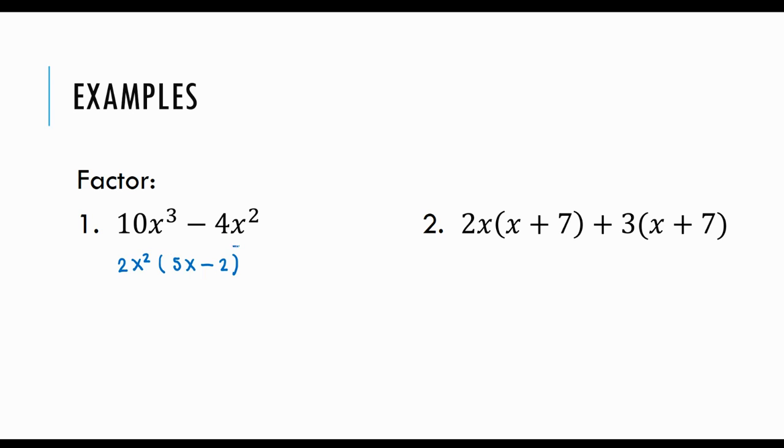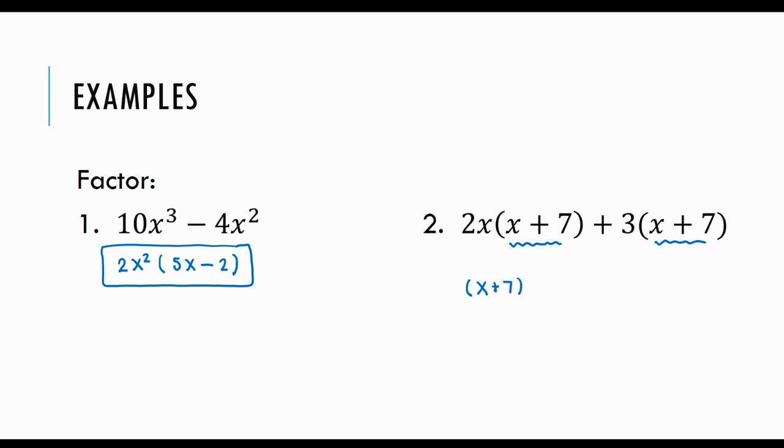If you want, you can even go back and distribute that and double check that you get what you originally started with. In the second one, notice that while we've got several sets of parentheses, the parentheses themselves are the same. They're both an x plus 7 within each of those two terms. So that means that that is what those two terms have in common.